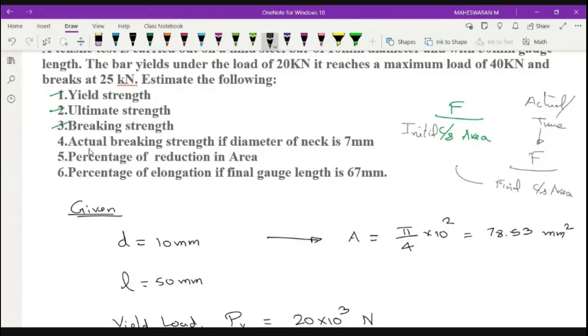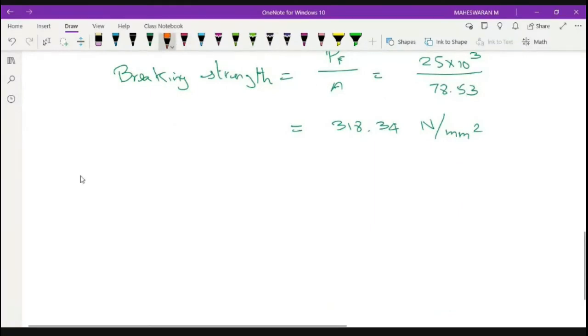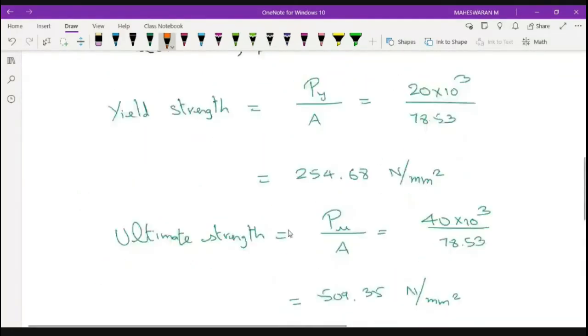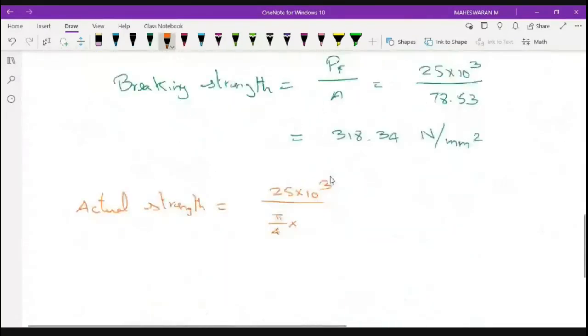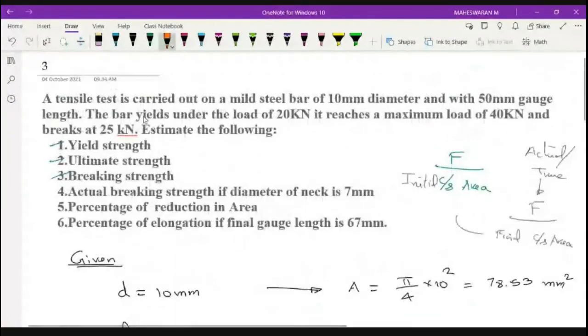They are asking what is the actual strength if the diameter of the neck is 7 mm. Simple: my actual strength is force, which is 25 into 10 power 3, but the area is different. Now it is pi by 4 into my actual diameter at the time of breaking, which is 7, so pi by 4 into 7 square. So force by cross section area, but the area you are considering is the final cross section area. What is the value you are getting? 649.61 Newton per mm square. Very good. So this data is identified.